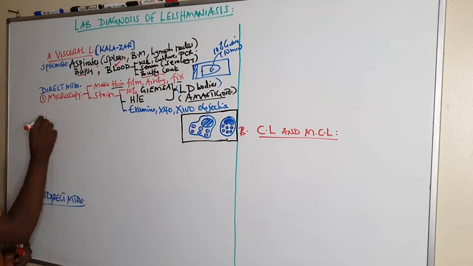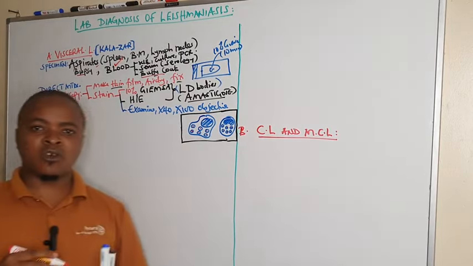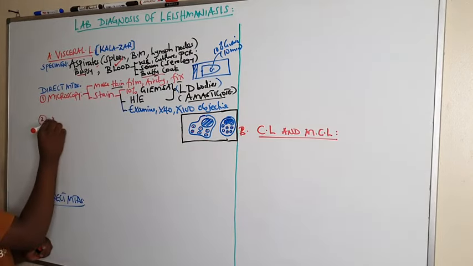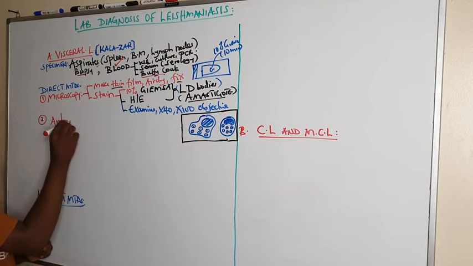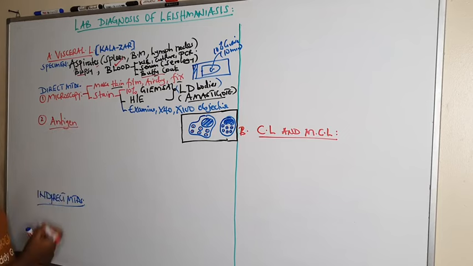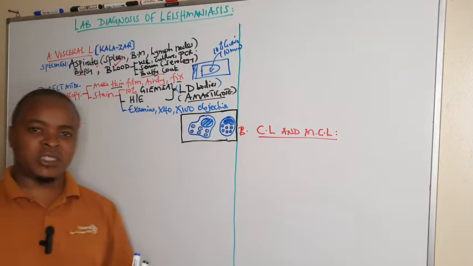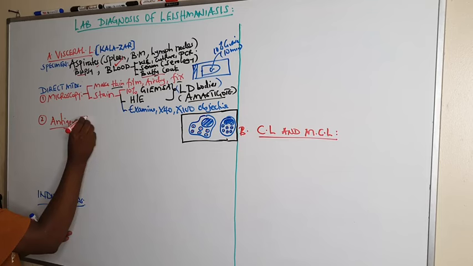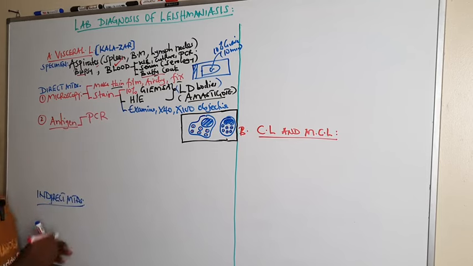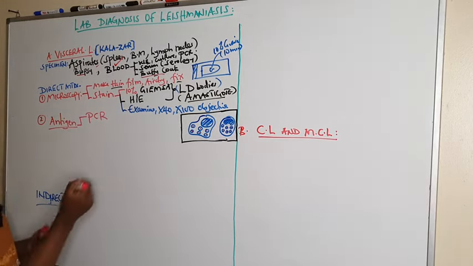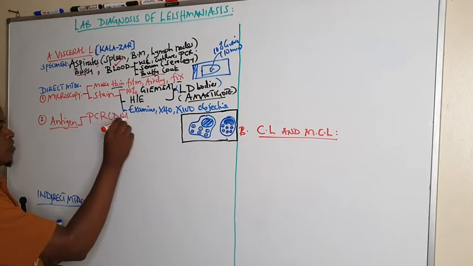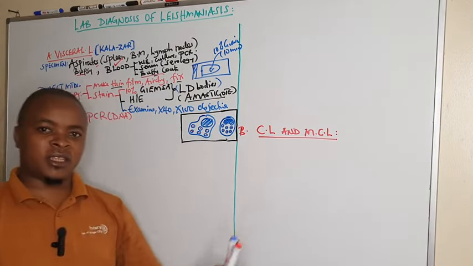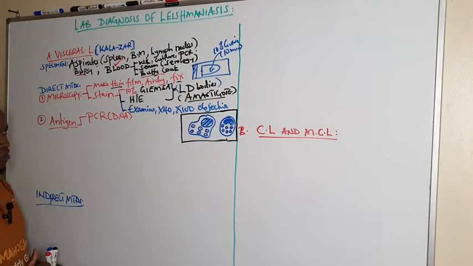Then number 2, we can also look for the presence of antigen, detecting the presence of the Leishmania antigen. When we are looking for antigen, those are the protein materials from the Leishmania donovani. We can also perform PCR, polymerase chain reaction, whereby we use DNA of the Leishmania donovani. We replicate and amplify by increasing the number, and we determine the number of copies.